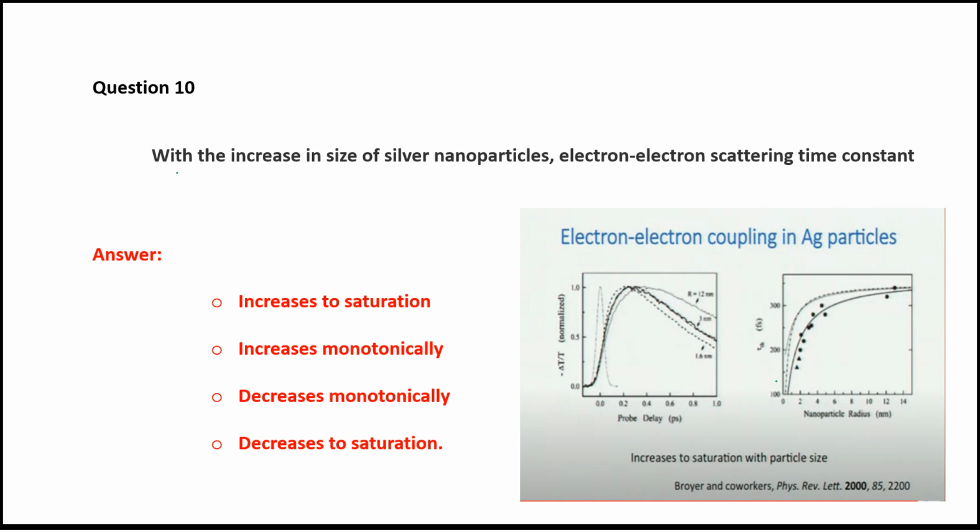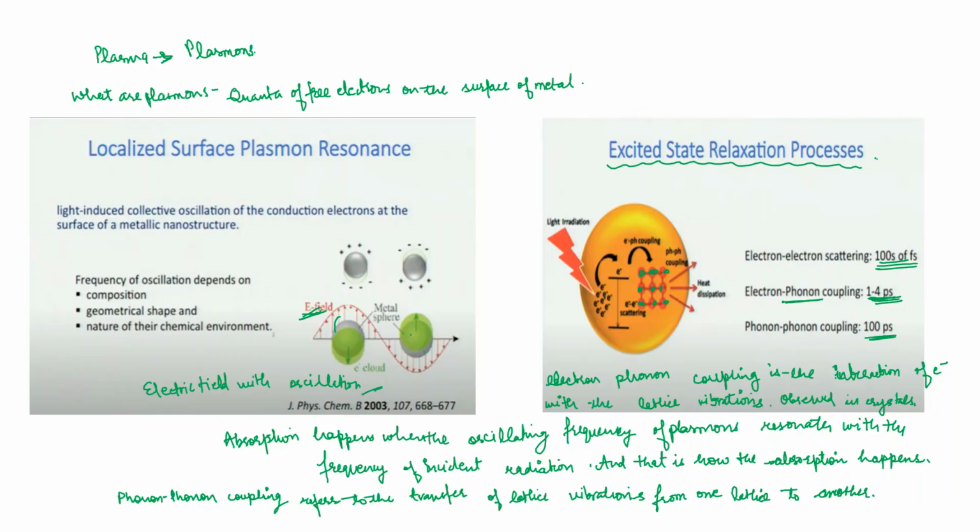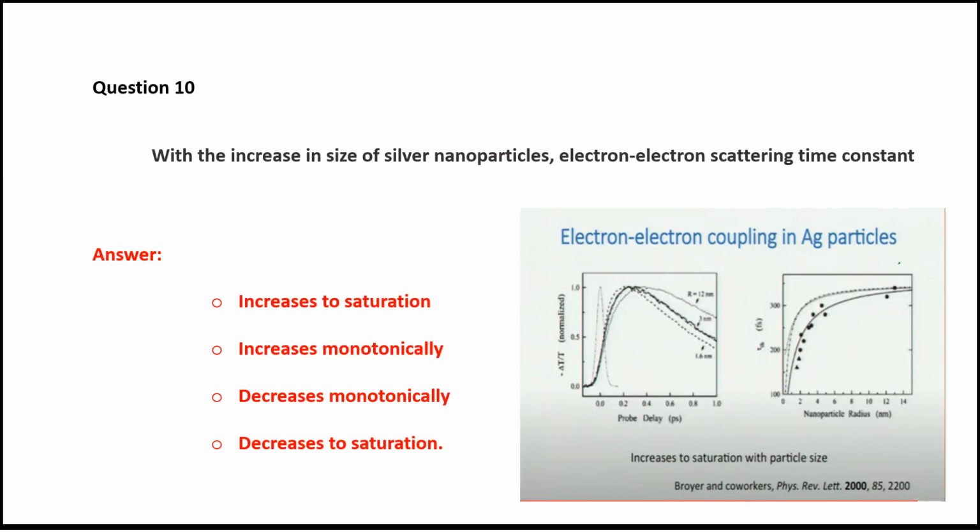Question 10 states that with the increase in the size of the nanoparticles, the electron scattering time constant is... First of all, in each of these experiments, we notice that for the time constant for electron phonon coupling, we worked in the picoseconds range, that too 0 to say 10. Then for the electron scattering, we have to work in femtoseconds.